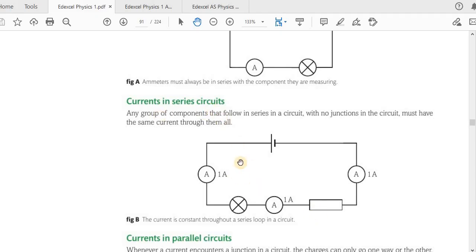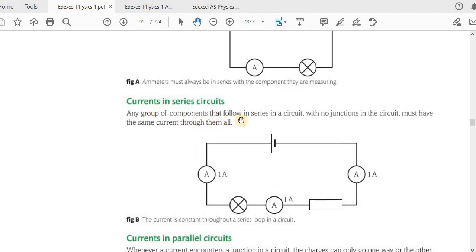Currents in series circuits: all these components you can see here are in series. How do we know that they are in series? Because whatever current flows through the cell is flowing through each of these components, and there is no other alternative path for them to flow.